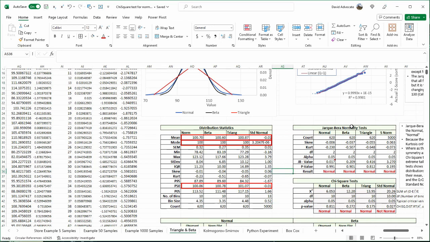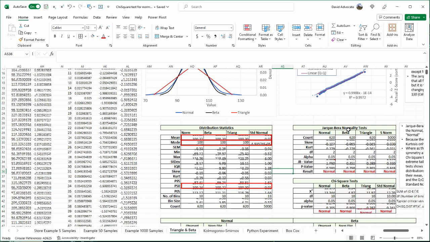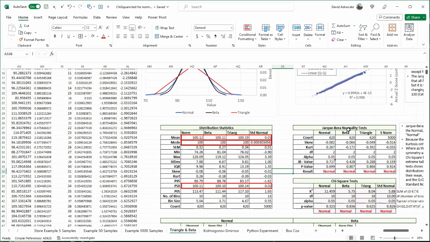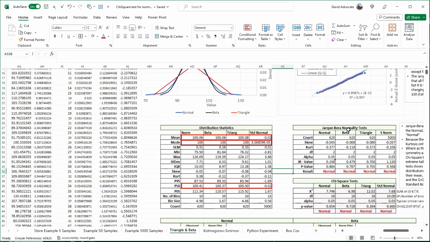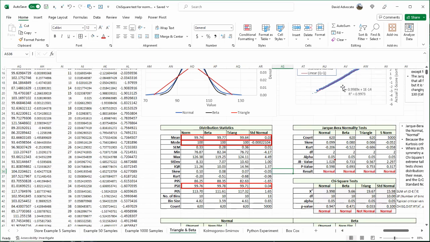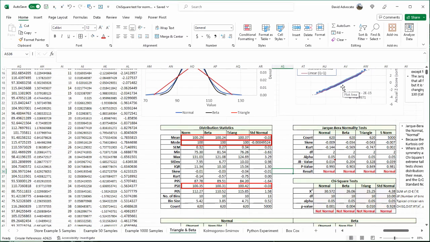First, let's look at the Jarque-Bera test results. So here we go. I'm just hitting F9 over and over and seeing if we come up with a not normal. And it's looking pretty good. You can see that up above the QQ plot keeps changing a bit. So for the most part, it looks like the Jarque-Bera is not really sensitive to the normality.